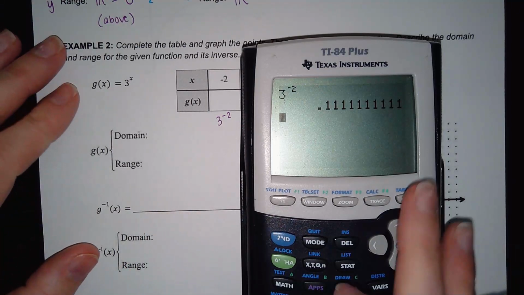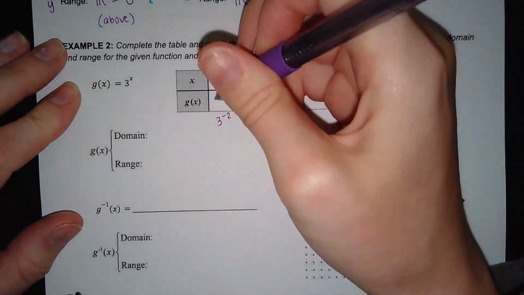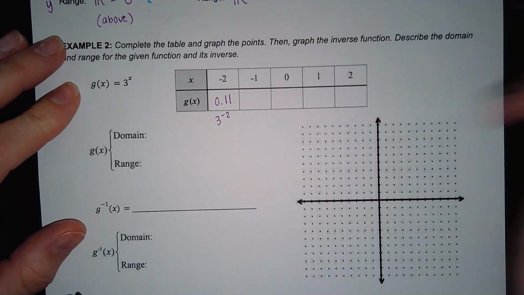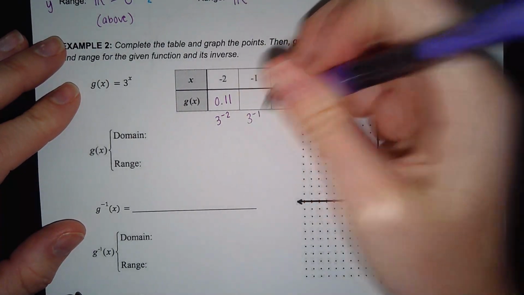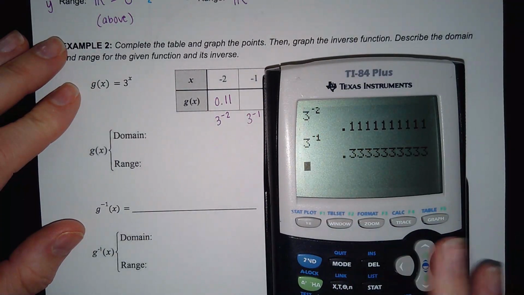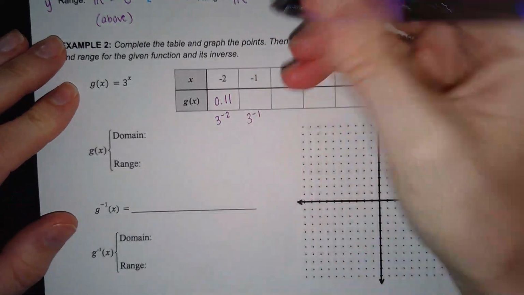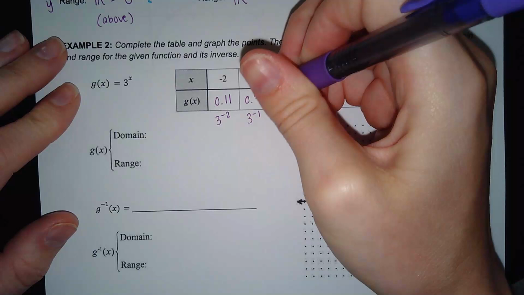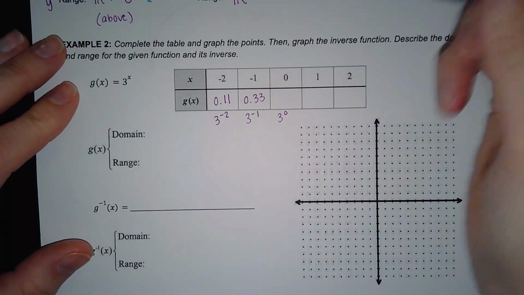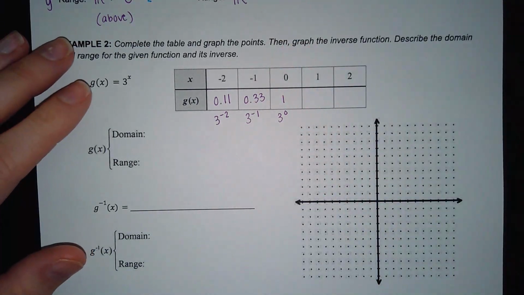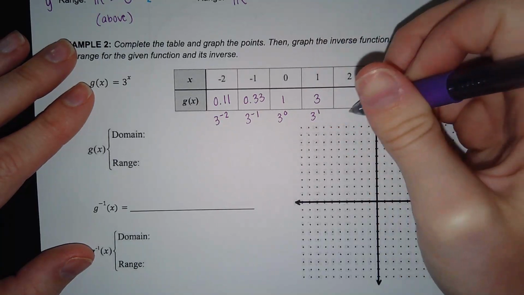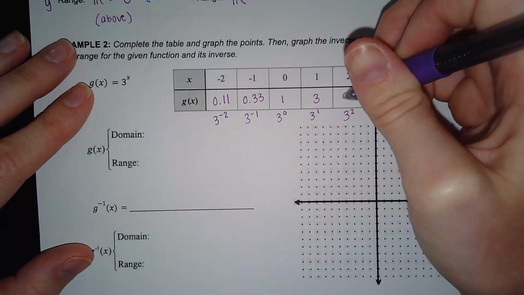It's okay that it's a decimal. We'll just put a couple of decimal places. We're just trying to get an approximation. Here we could plug in -1, so I could do 3 to the -1 power. Again, a decimal, we'll just put a couple of decimal places. We'll do 3 to the 0 power. Anything to the 0 power is just 1, so that will be 1. We'll do 3 to the first power, which is 3, and 3 to the second power, which is 9.